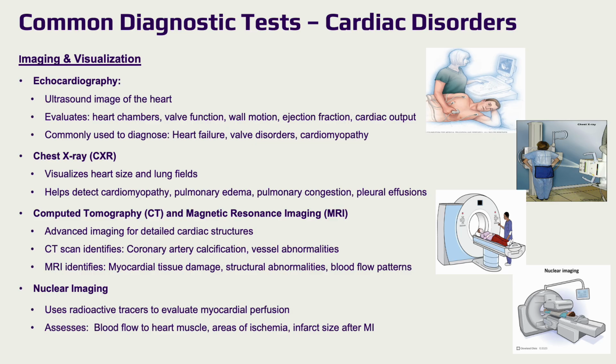It helps detect cardiomyopathy, pulmonary edema to see if there's any fluid there, any pulmonary congestion or effusions, like fluid in your lungs. Then another one we have is the CT or MRI. These are both very advanced. They're only used when doctors couldn't figure something out with an echo or the chest X-ray or other diagnostics. So the CT scan basically identifies coronary artery calcification and vessel abnormalities.